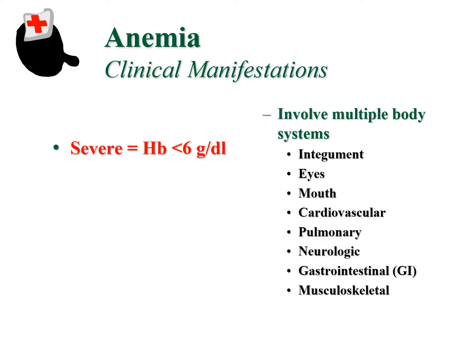However, if the patient is symptomatic with a hemoglobin level of 7.5 or even 8, then we're going to go ahead and transfuse because they're symptomatic, and that means that their body's not able to compensate for the fluid loss.